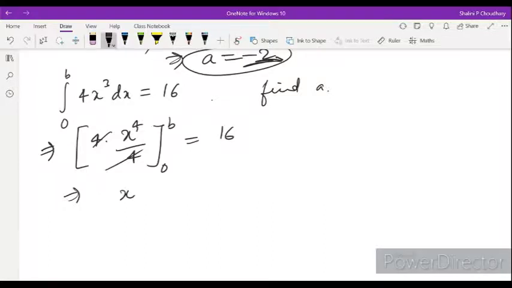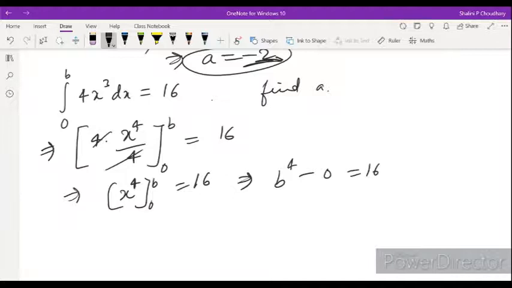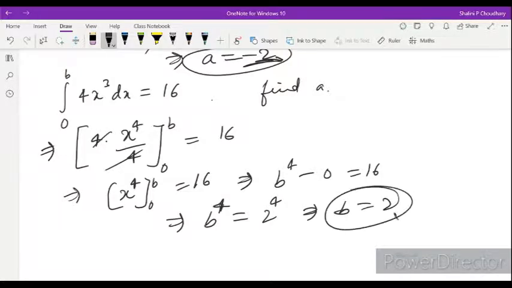So b and 0, 16, 4 cancel. So it will be x to the power 4 from 0 to b is equal to 16. It means b to the power 4 minus 0 to the power 4, which is 0, is equal to 16. It means b to the power 4 will be equal to 2 to the power 4. So b will be equal to 2. So this way we can find the value. Here we have to find the value of b, not a.